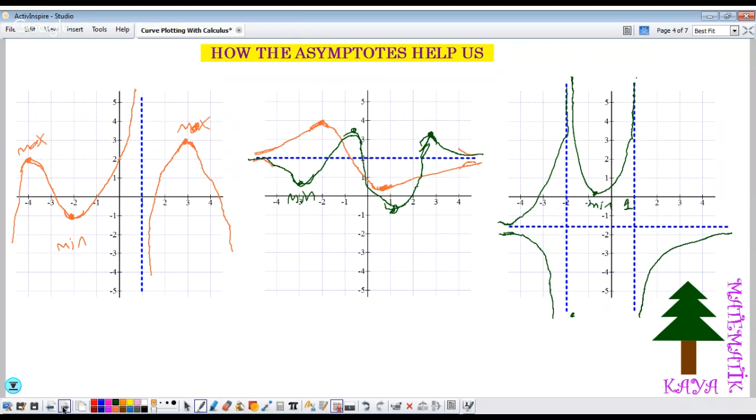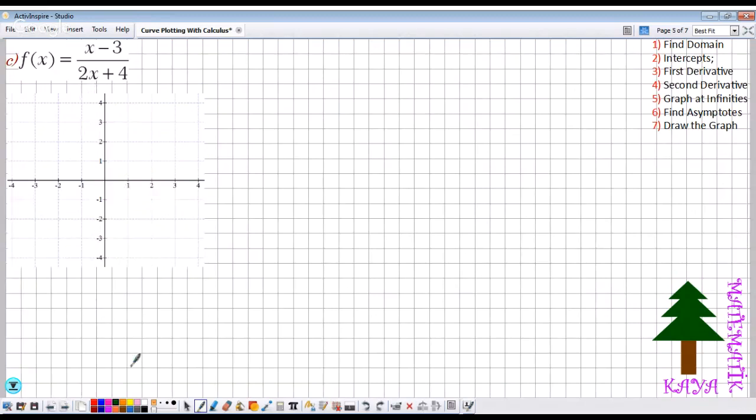So now let's move on to the example. Here we have the first example with the asymptotes. First thing, the domain. If you have a rational function, the denominator can never be 0. 2x plus 4 equal to 0 is undefined, which is when x is equal to -2. I think you can find it so easily. That means the domain is all real numbers except -2.